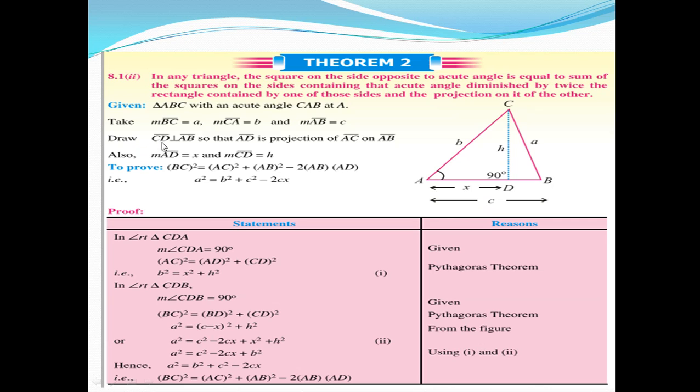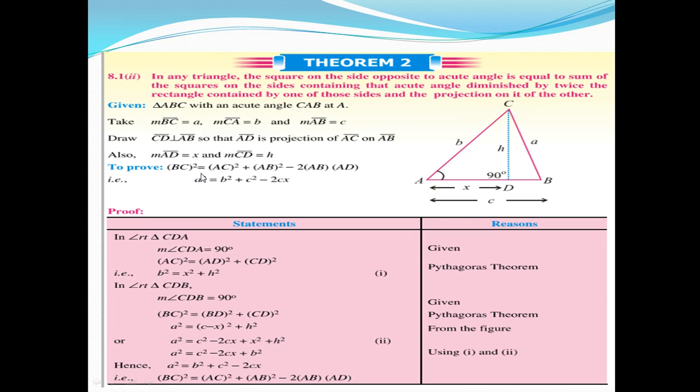Then draw CD perpendicular to AB. CD is perpendicular to AB at point D, which is a cut from AB. AD is a projection of AC on AB, like a shadow. Also, measurement AD is equal to x and CD is equal to h.